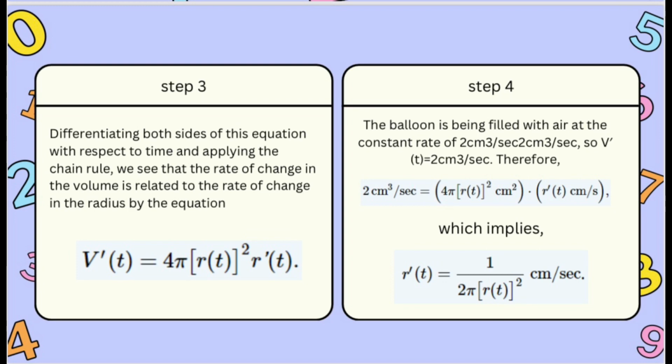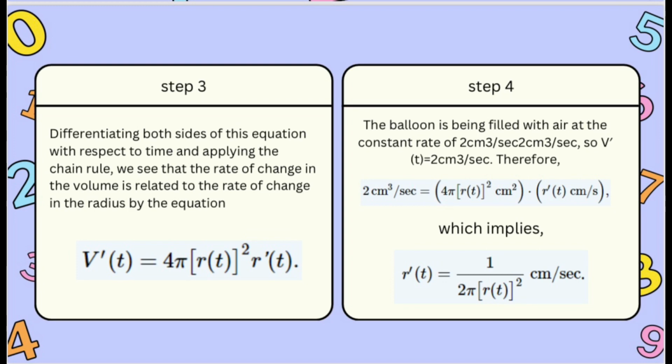Step 3. Differentiating both sides of this equation with respect to time and applying the chain rule, we see that the rate of change in the volume is related to the rate of change in the radius by the equation V'(t) equals 4π r(t)² r'(t).